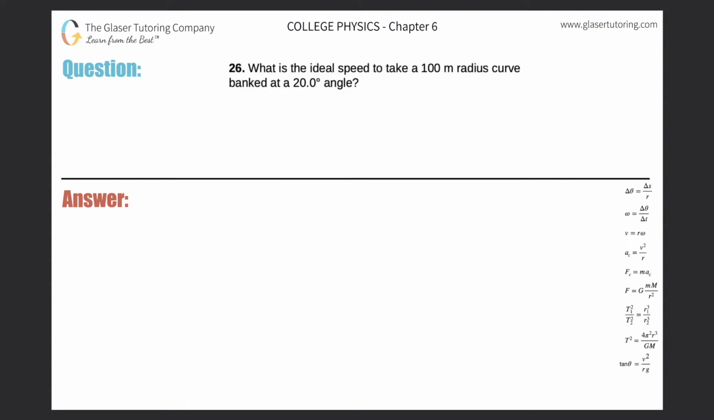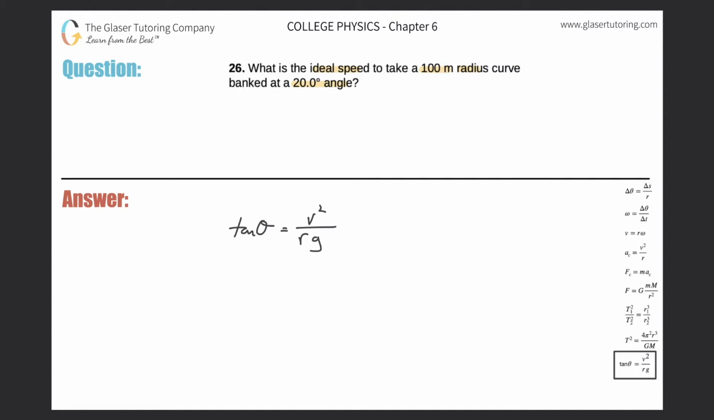Number 26. What is the ideal speed to take a 100-meter radius curve banked at a 20-degree angle? All right, so down here on the right-hand side, we have our banked formula, right? So we have our banked formula down here that says that the tangent of the optimal bank angle should be equal to the linear velocity squared divided by the radius of curvature multiplied by the gravitational constant, right?